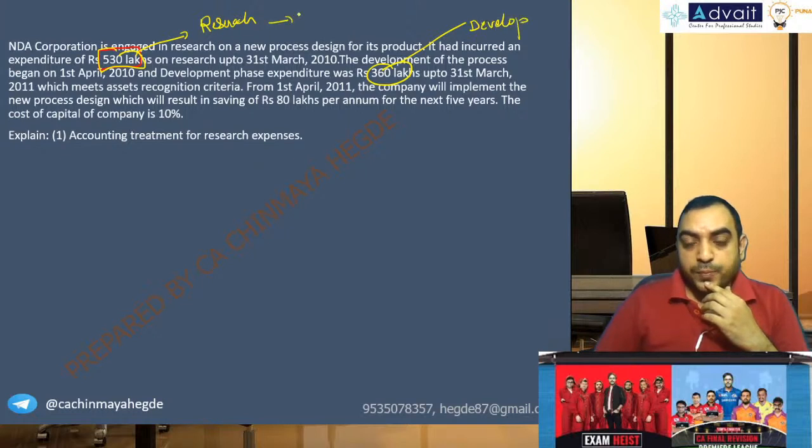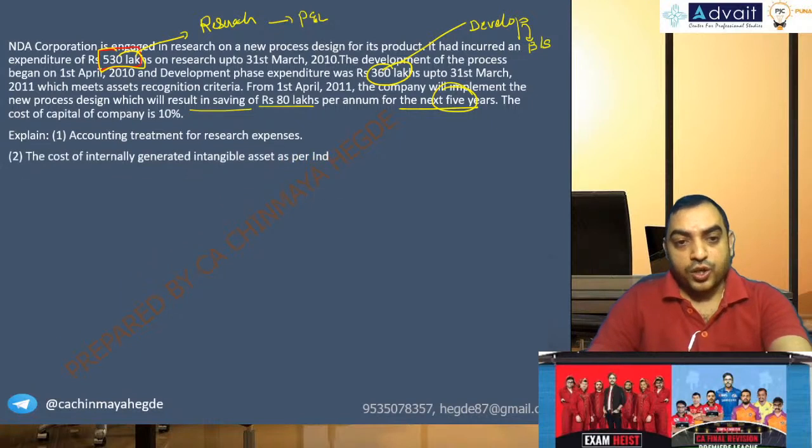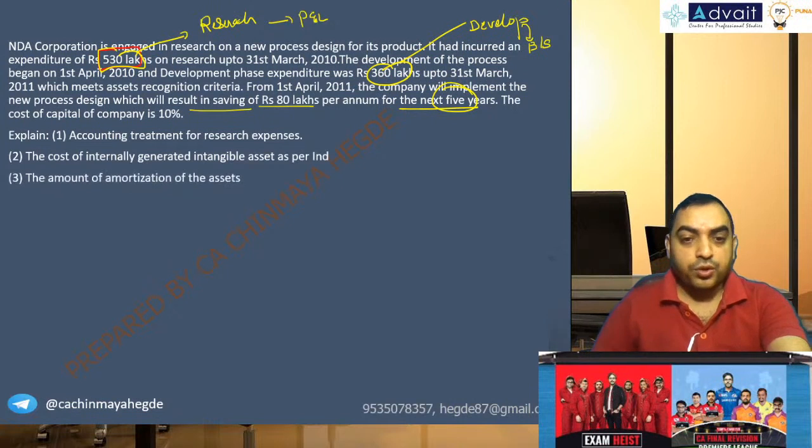So research expense will be transferred to the P&L account and development expenditure will be transferred to the balance sheet. From 1st April 2011, the company will implement the new process design, which will result in saving 80 lakhs per annum for the next 5 years. The cost of capital is 10%. Explain the accounting treatment for research expense, the cost of the internally generated intangible asset as per Ind AS, and the amount of amortization of the asset.